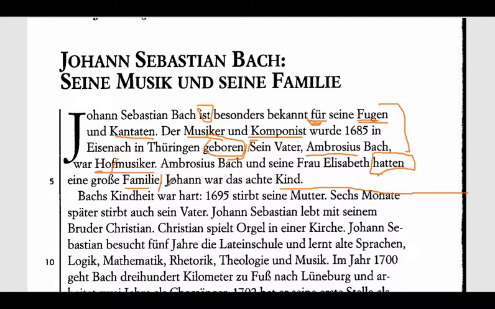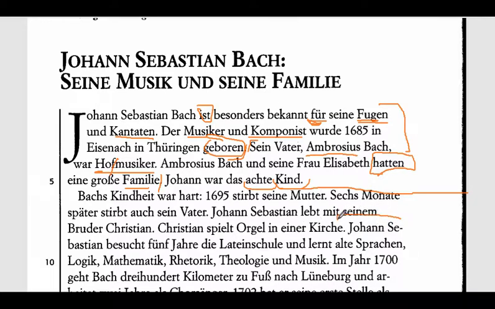And then the last one, Johann war das achte Kind. So what does this mean, do you think? Anybody? Child. Child, and achte, very close to our English word. Eighth. Eight. Yeah, the eighth child. Good. Okay, let's see. Here's a sort of interesting sentence just to conclude our daily portion.